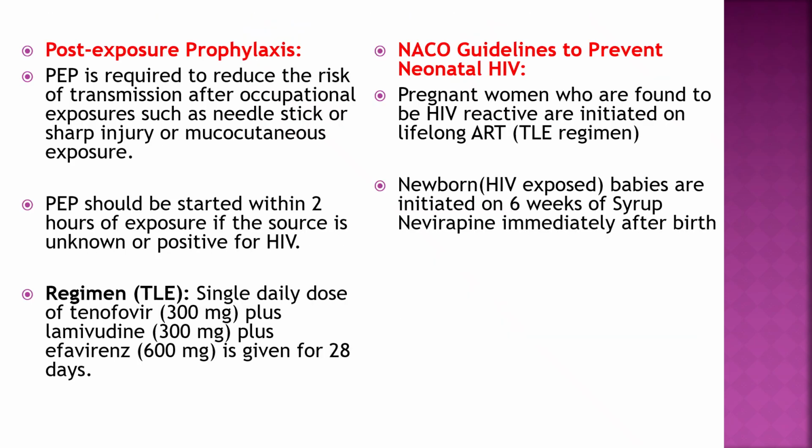Post-exposure prophylaxis is required to reduce the risk of transmission after occupational exposure, such as needle stick sharp injury or mucocutaneous exposure. PEP should be started within 2 hours of exposure if the source is unknown or positive for HIV. Regimen TLE, a single daily dose of tenofovir 300 mg, lamivudine 300 mg plus efavirenz 600 mg, is given for 28 days.